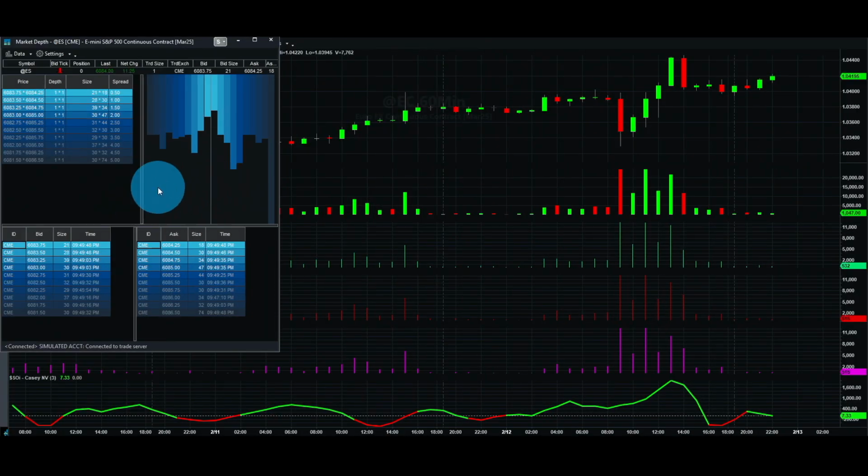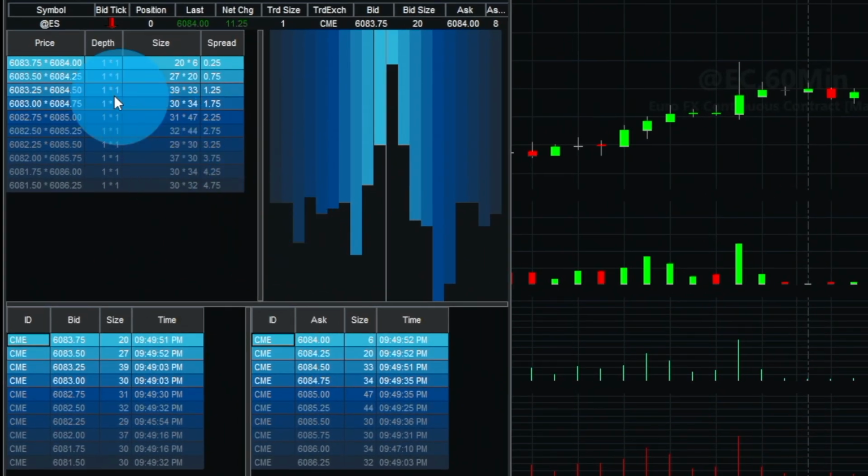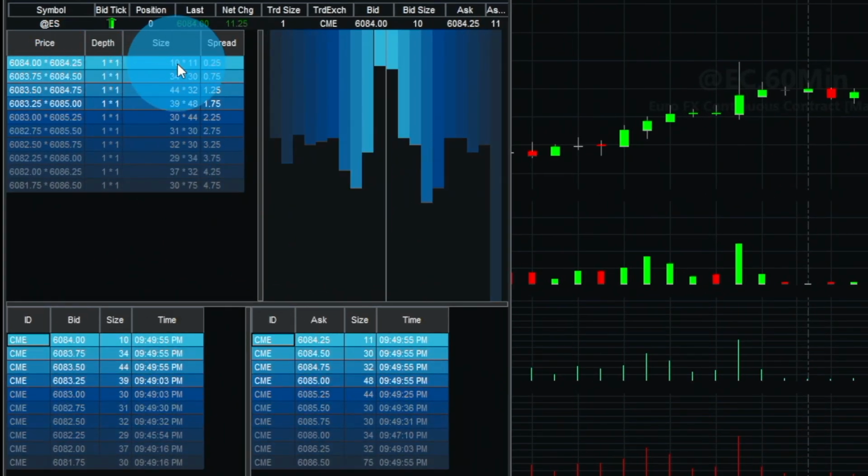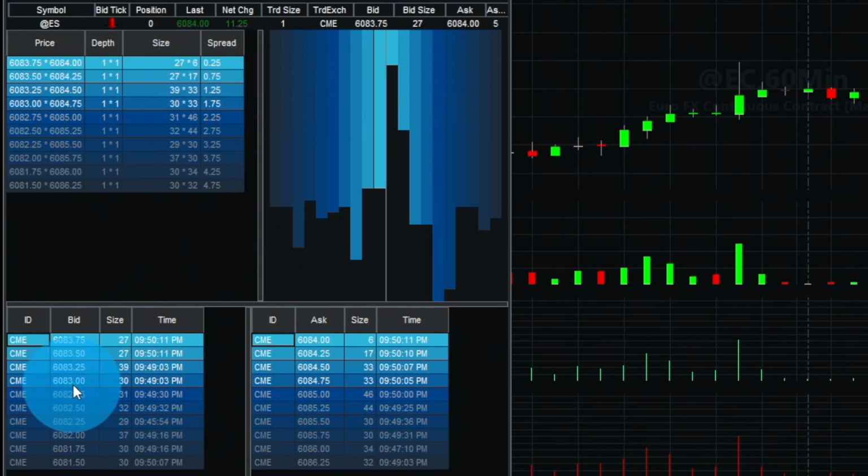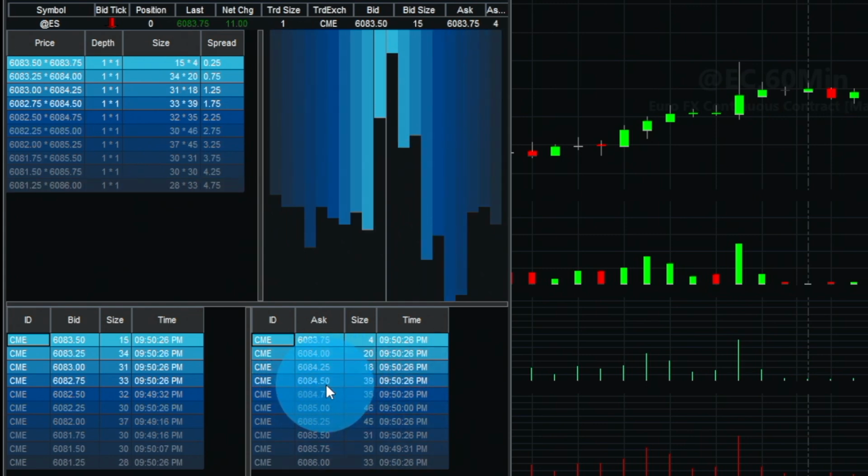So here is the depth of the market for the ES futures. So as you can see, this aggregate, the size, and what's the spread between the bid and the ask. So let's take this one. I am bidding to buy 30 contracts at 60.83. And then someone is willing to sell 34 contracts at 60.84.75. So I'm taking the third level because you can see this is changing all the time. So basically, this is the ask side and this is the bid side.